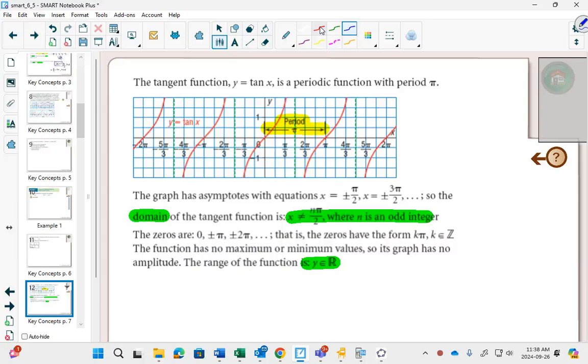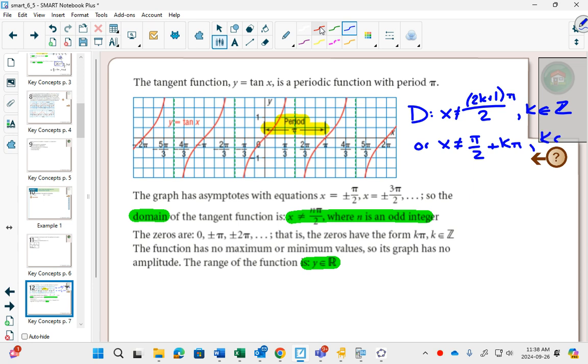It should be for domain. We can write this off to the side. X can't equal, and it's wherever the zeros of cosine are. So you can either write the domain this way, or X can't equal pi over 2 plus jumps of pi, plus k pi, where k is an integer.